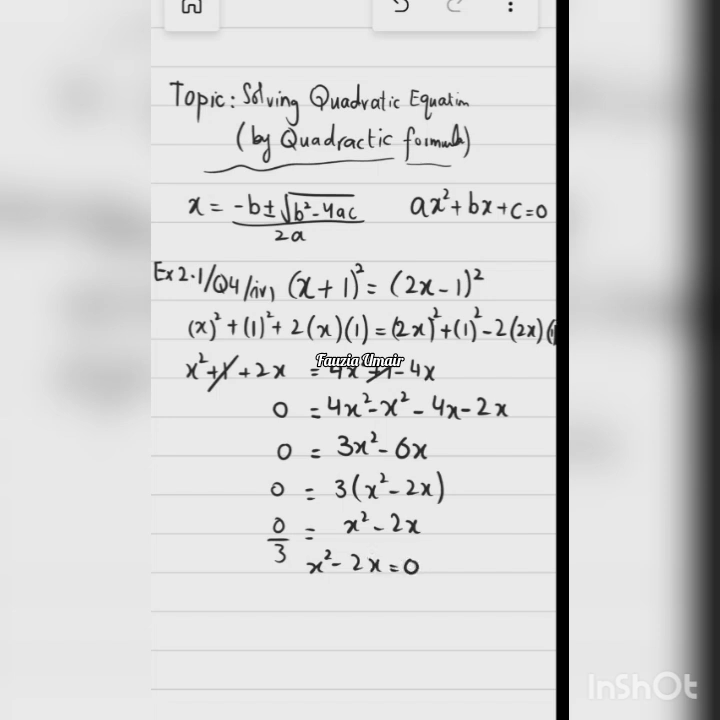Are you getting what I have done? Earlier, I had factorized it. So I can still solve it by factorization, but the question says that you need to apply the quadratic formula. So now I will apply the quadratic formula. First of all, can you tell me, is this in the standard quadratic form?